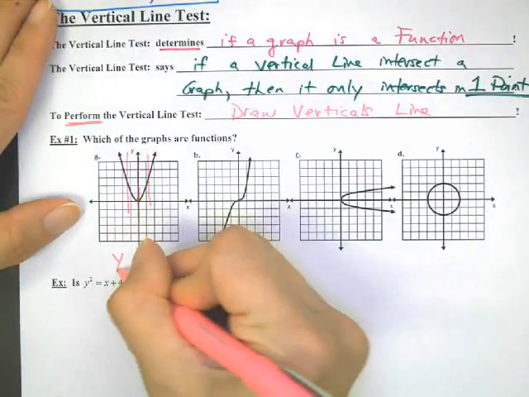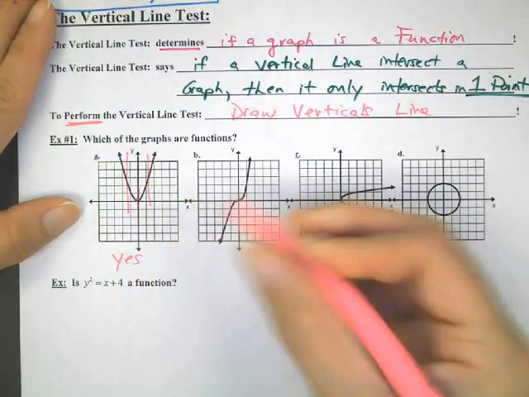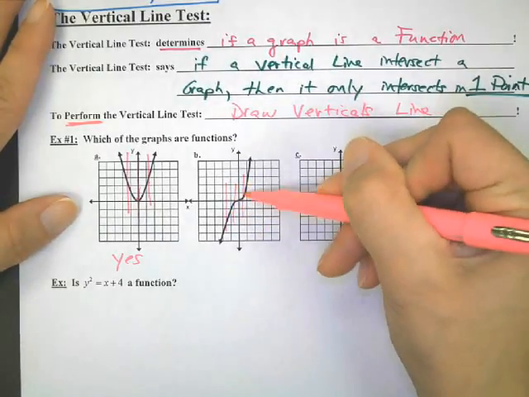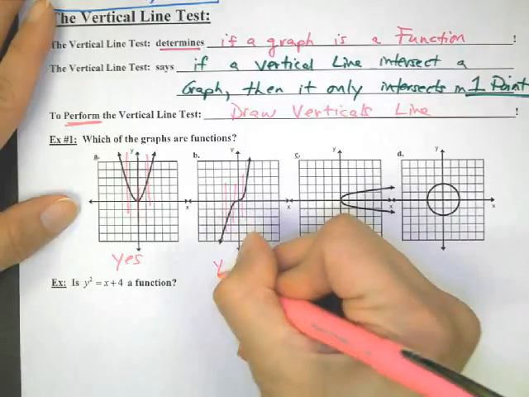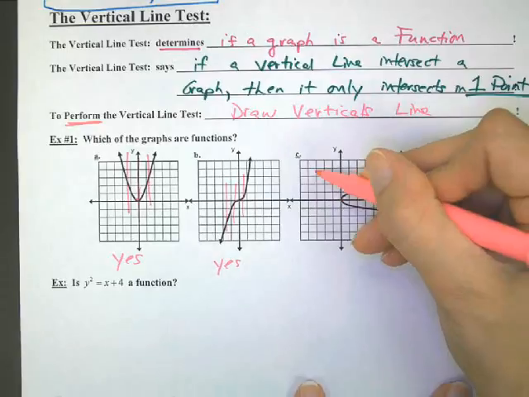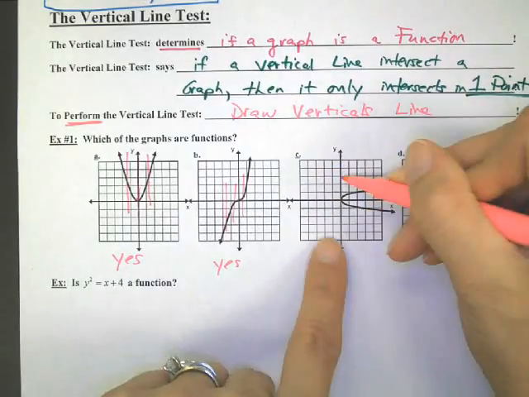Is this graph a function? Yes. Okay, here's another graph. Here's a cubic. Every vertical line I draw, does it only touch once? Then yes. Okay, please draw these lines. I need to see your vertical line testing. Here, there's no graph, so that doesn't count.